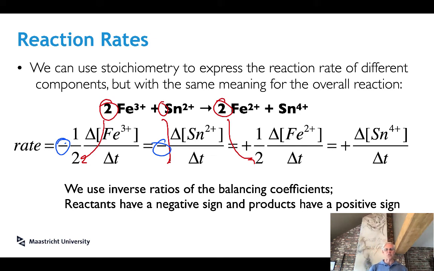So once again, we use inverse ratios of the balancing coefficients, and reactants have a negative sign in front of them, and products have a positive sign in front of them. And that always gives us a positive value for the rate, and it means that no matter which reactant or product we use, we will always get the exact same value for the rate of the reaction.